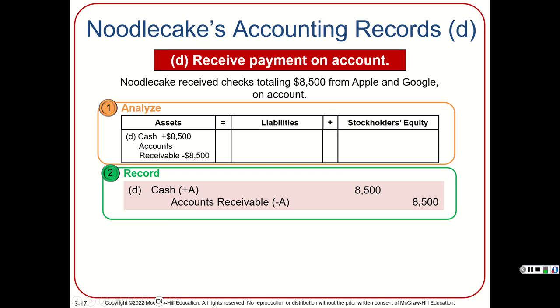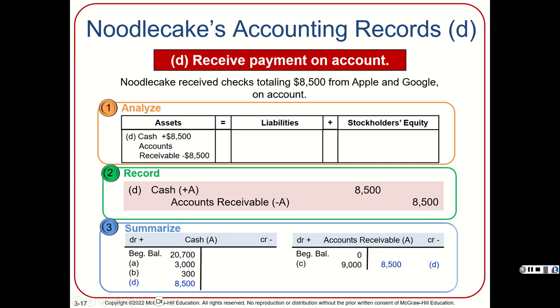Increase in cash, decrease in your receivable, both on the asset side. Here's your cash coming in, and then here's your account receivable. You have the transaction prior has your $9,000. You've got payments totaling the $8,500, so $500 is still outstanding.